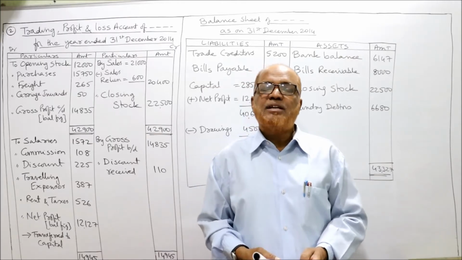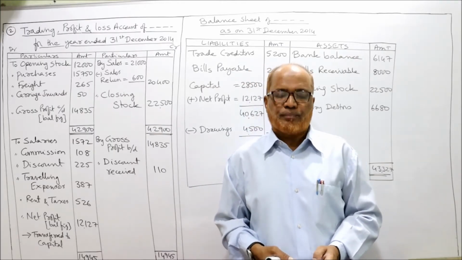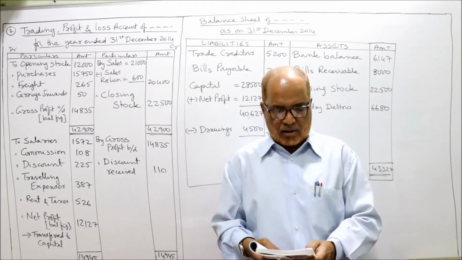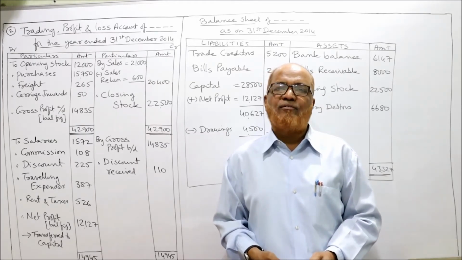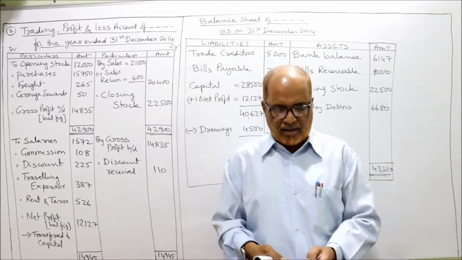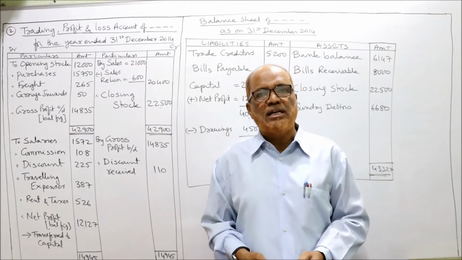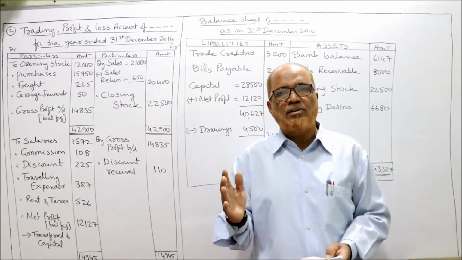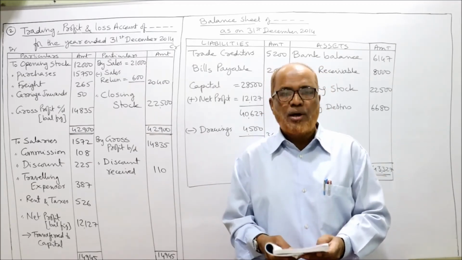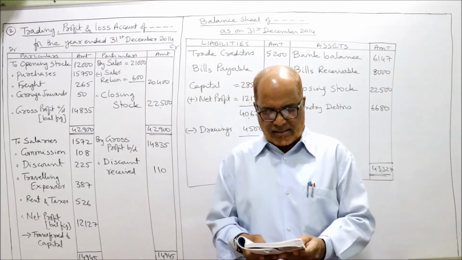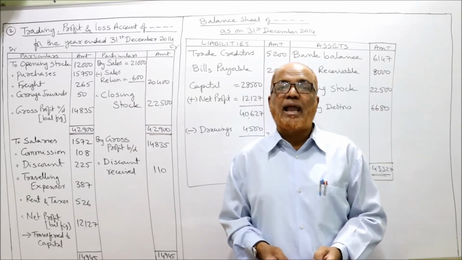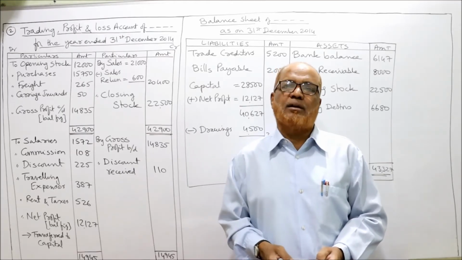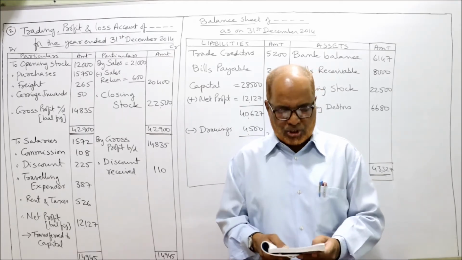Freight, debit side of trading account. Then salaries, debit side of profit and loss account. Opening stock, first item, debit side of trading account. Discount received, credit side, this is an income, credit side of profit and loss account. Bank balance, asset. Trade creditors, liability. Drawings account, deduct from capital on the liability side of the balance sheet.